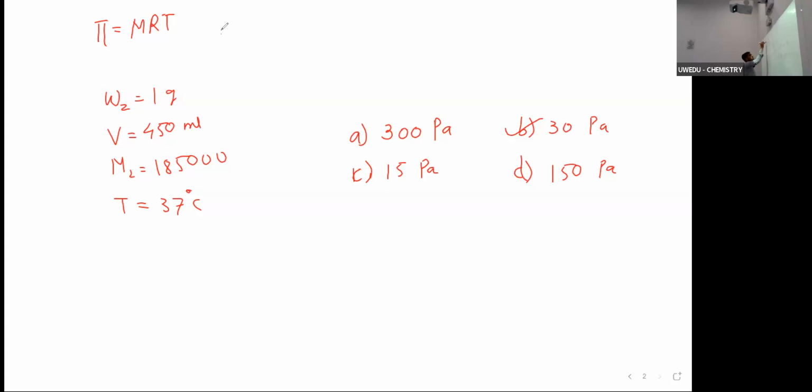Let's calculate now. Pi is equal to W1 by M1 into 1000 by 450 into R into T, that is 0.08321 into 310. The pi value you have to calculate. Whatever value you get, that will be in bar.